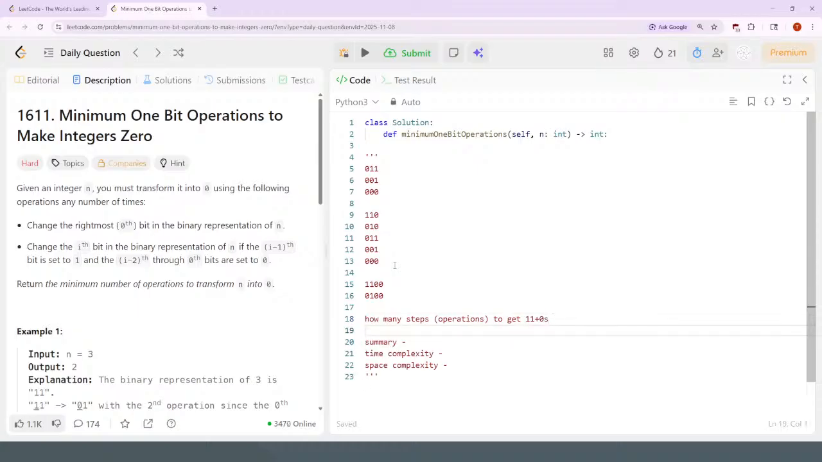And then in general, how many steps from 1, 1 plus a bunch of zeros for an n-bit number to become 0? Because there should be a generalization of that.